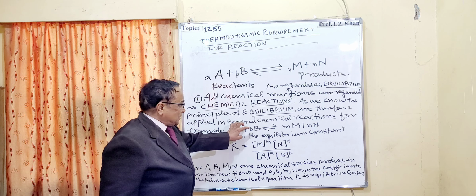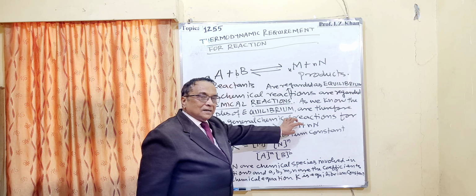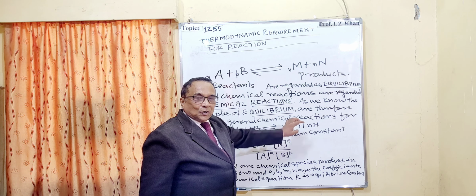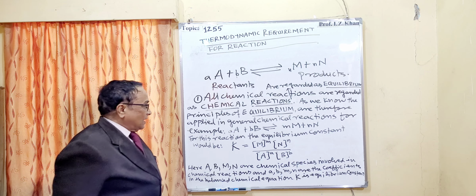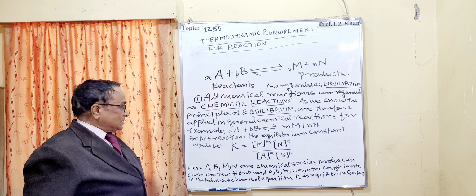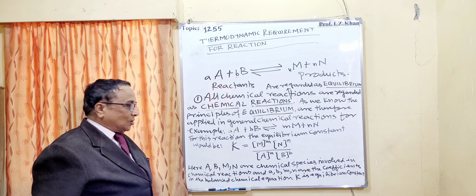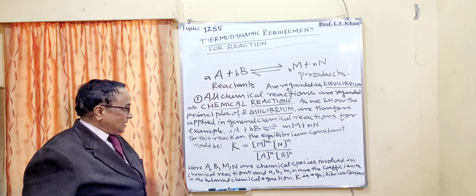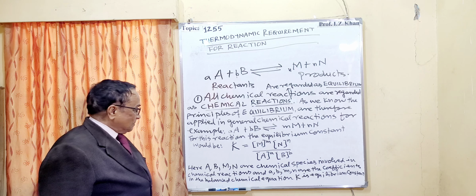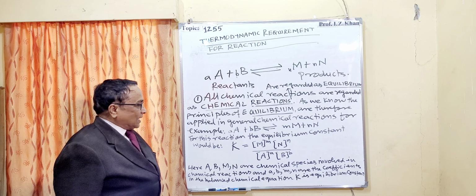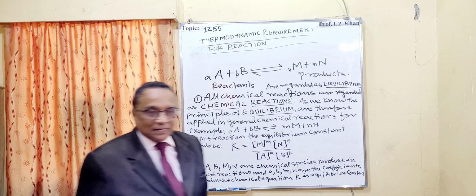These chemical species, some are involved as reactants and some are in the form of products. So A, B, M, N are all chemical species involved in the chemical reaction, and small a, b, m, n are the coefficients in the balanced chemical equation, and K is known as the equilibrium constant.